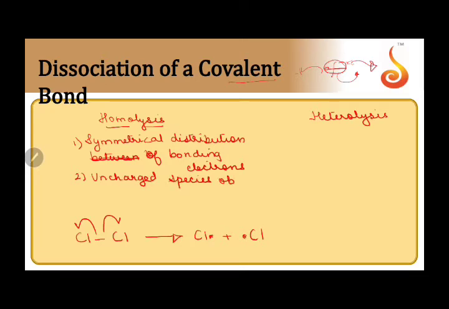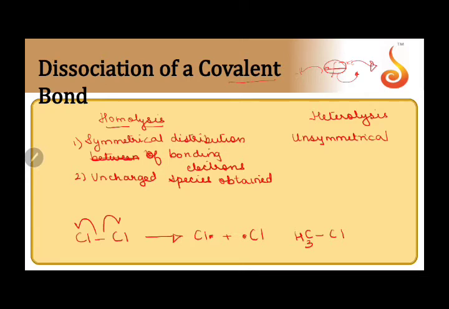In a similar manner, now let's consider heterolysis. Unsymmetrical distribution of bonding electrons takes place because one atom takes both the electrons. Let's understand this by taking an example where carbon is attached to chlorine. To balance the valency of carbon, let's take 3 hydrogens here.